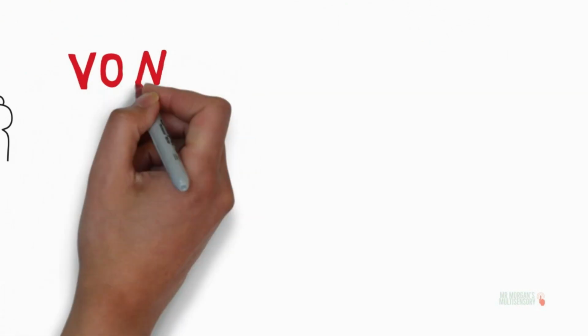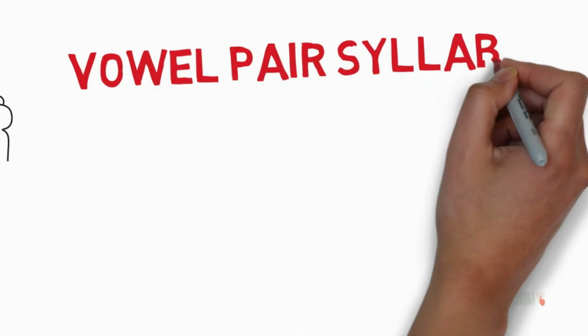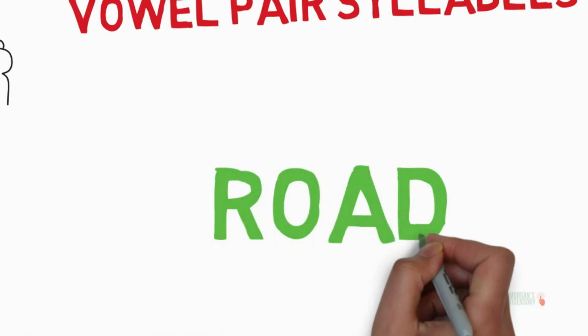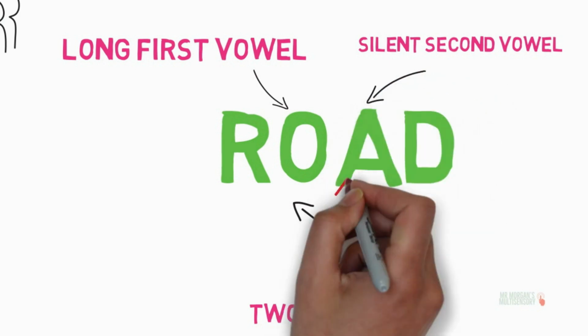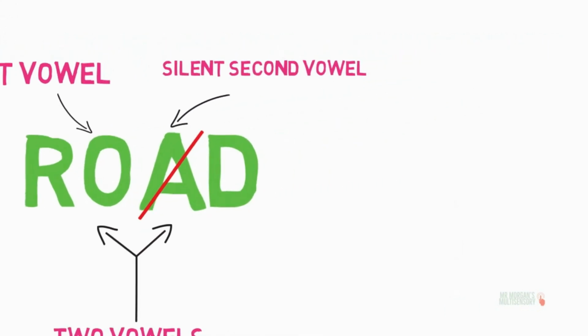There are a few defining features of vowel pair syllables. Let's use the word road to demonstrate. First, there will be 2 vowels right beside each other. So in road, O and A are the consecutive vowels. The first vowel will have a long sound, while the second vowel will be silent. To prompt students, you may want them to cross out the second vowel.